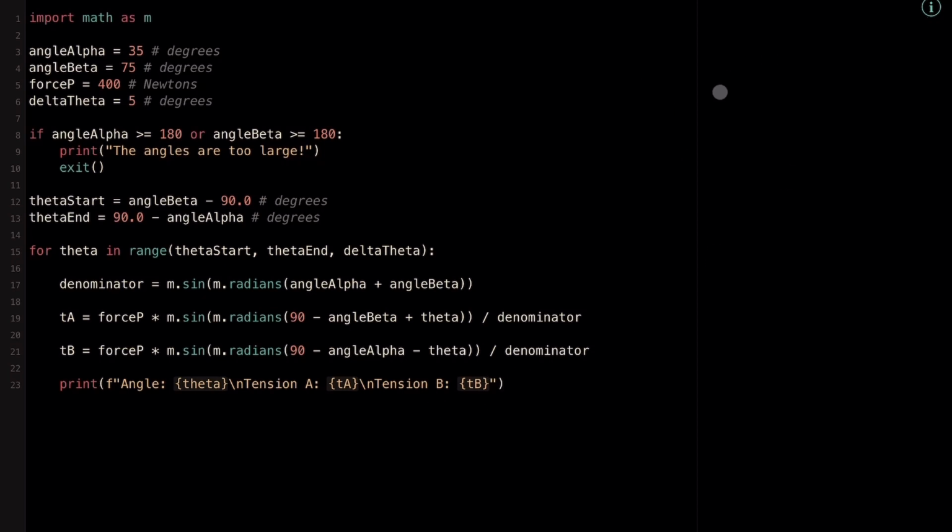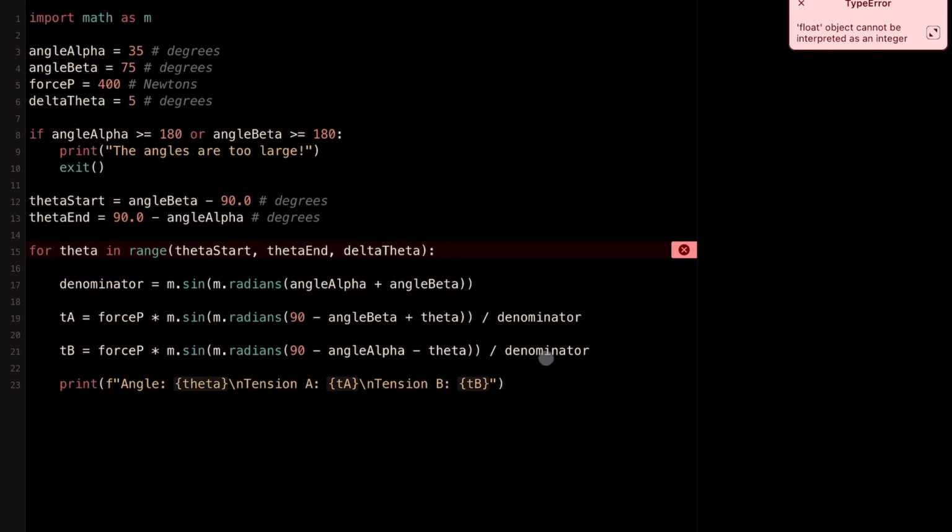So let's go ahead and try running it. If I run it, you should see some values here in the console. So let's go ahead and do that. And we get a crash. Here we're getting a type error, and it's saying that a float object cannot be interpreted as an integer, and it's pointing to this line right here. What this error really is saying is that this range function can't iterate over float objects. It can only iterate through integers.